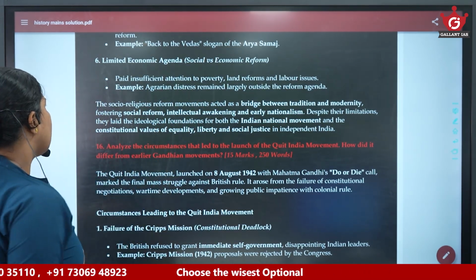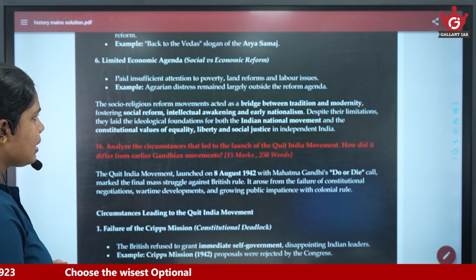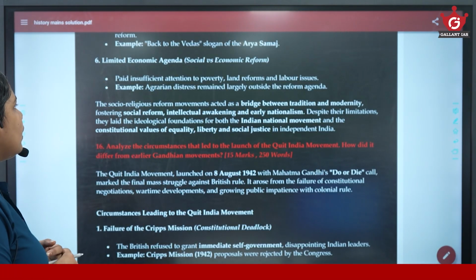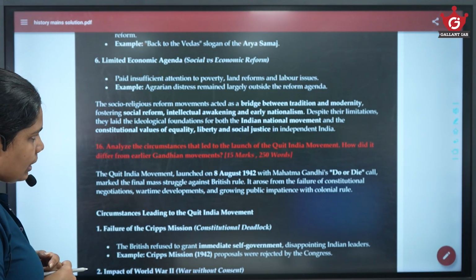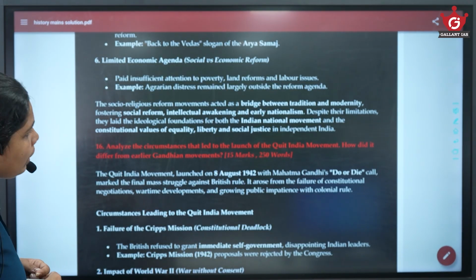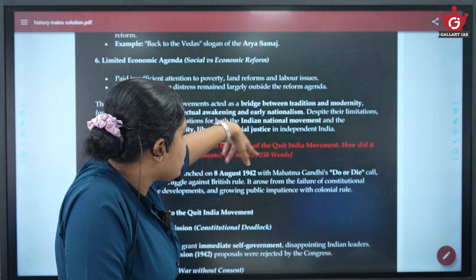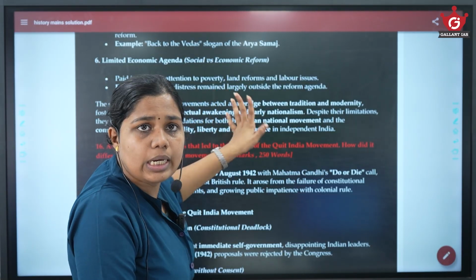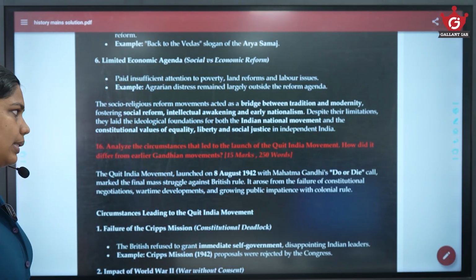And you can effectively conclude: the socio-religious reform movements acted as a bridge between tradition and modernity, fostering social reform, intellectual awakening, and early nationalism. Despite their limitations, they laid the ideological foundations for both the Indian national movement and the constitutional values of equality, liberty, social justice in independent India. You can effectively conclude like this.